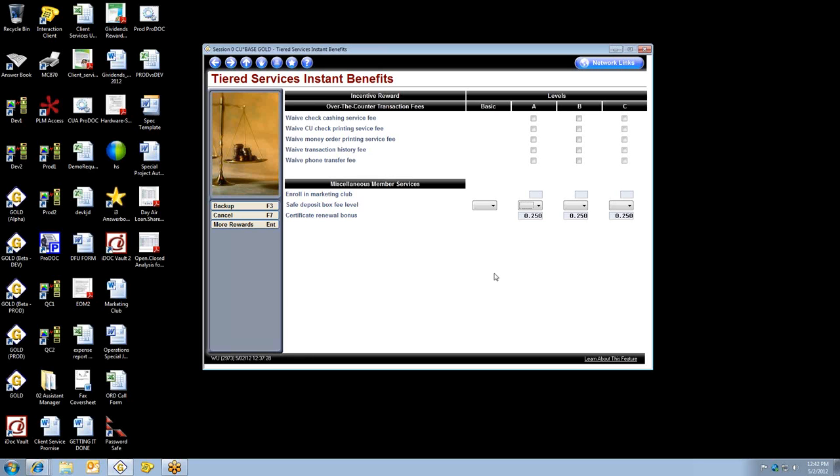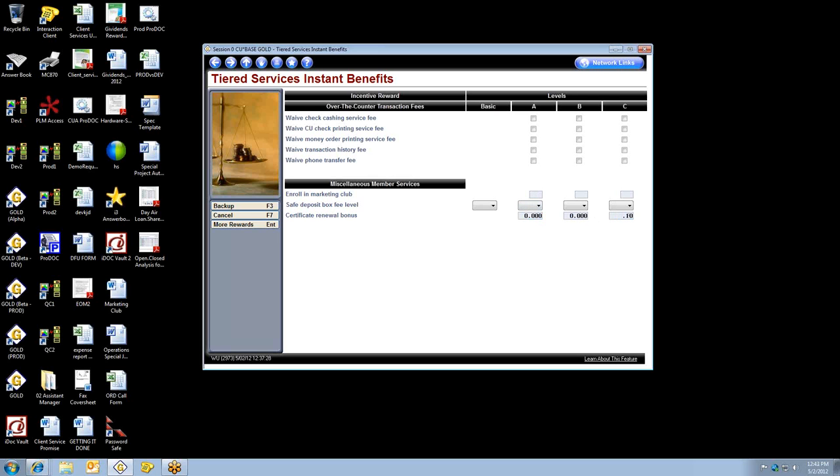Certificate renewal bonus. This is an item that is used to boost the renewal incentive anytime a certificate is renewed. So if a certificate is configured for auto renewal, the system will look at this amount plus any other bonus amounts if the member happens to be in a marketing club, and it will add the higher amount to the certificate account when the total percentage is calculated as the new certificate rolls.